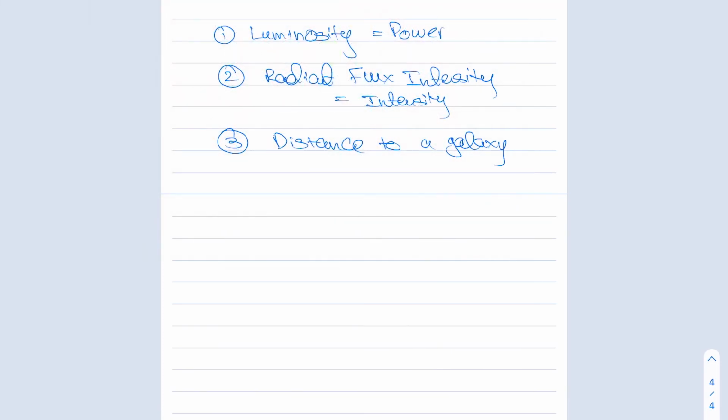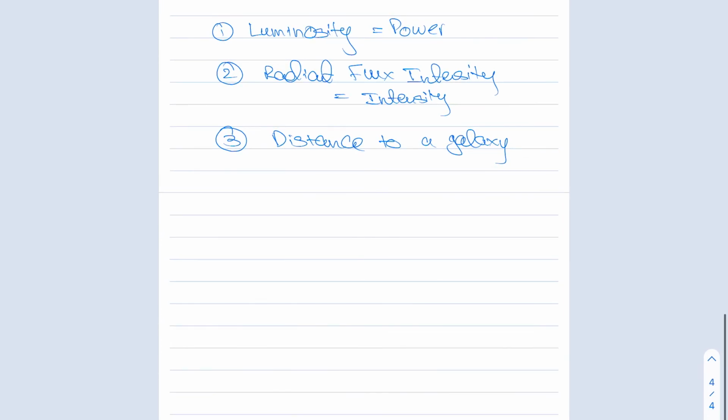And the formula you need to memorize is F equals L upon 4 pi d squared, F being the radiant flux intensity, L being the luminosity, and d being the distance to a galaxy, right?